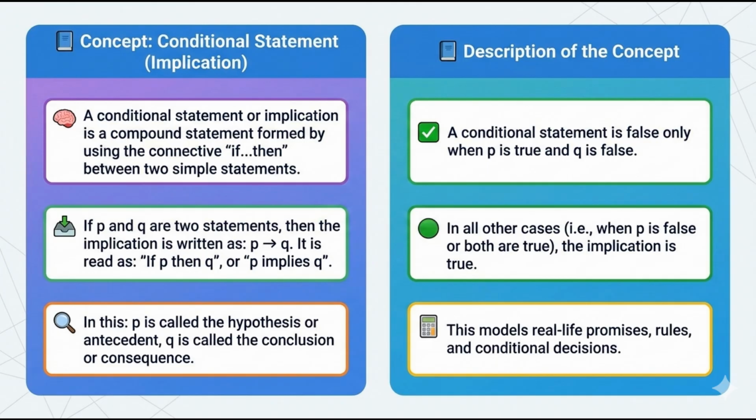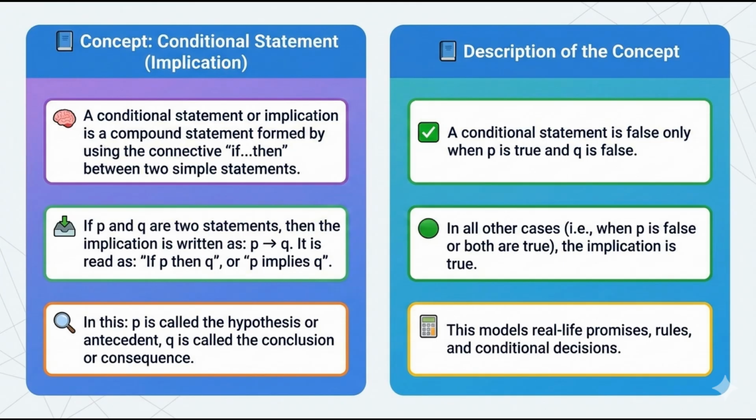Mathematical notation in words. Now let us understand this in mathematical language. If P and Q are two statements, then the conditional statement is spoken as P implies Q, and it is read as if P then Q. That means if P happens, then Q must happen.